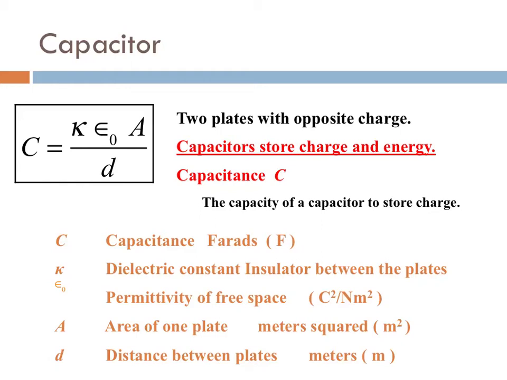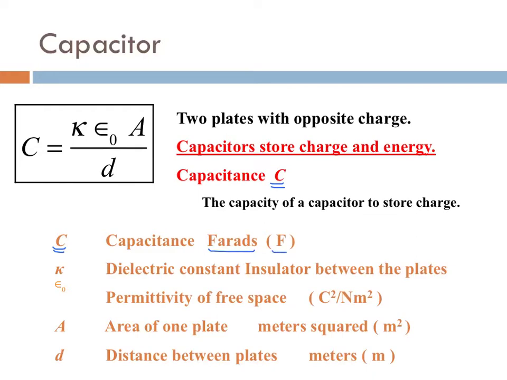First, we need to talk about a capacitor. A capacitor consists of two plates with opposite charge. A capacitor is used to store charge and energy. The capacitance is going to be labeled with a C. It's the capacity of a capacitor to store charge. So capacitance is going to have units of farads, which will be represented by an F.